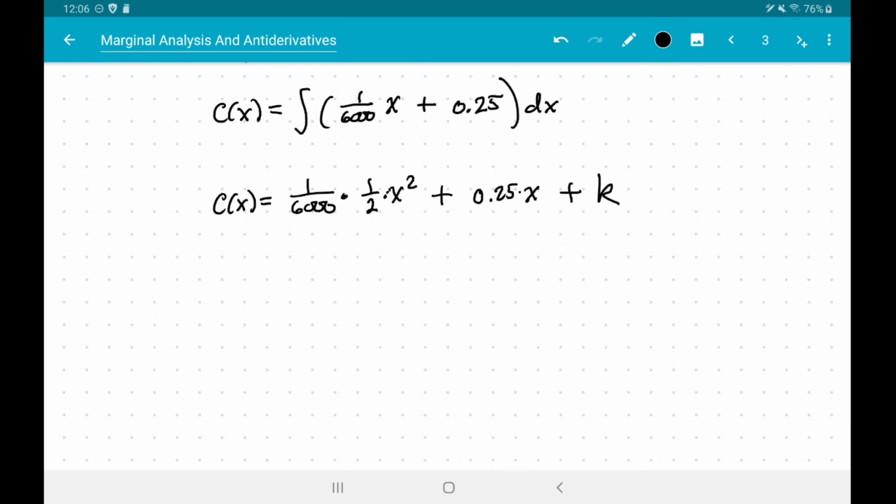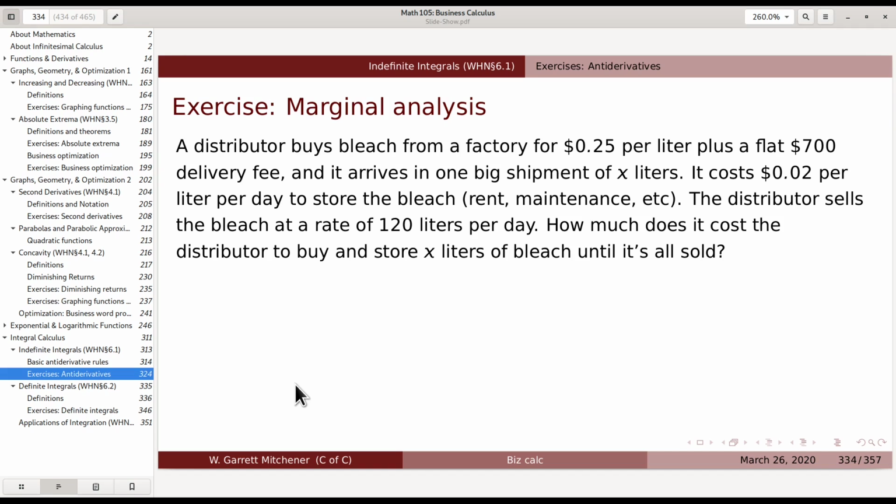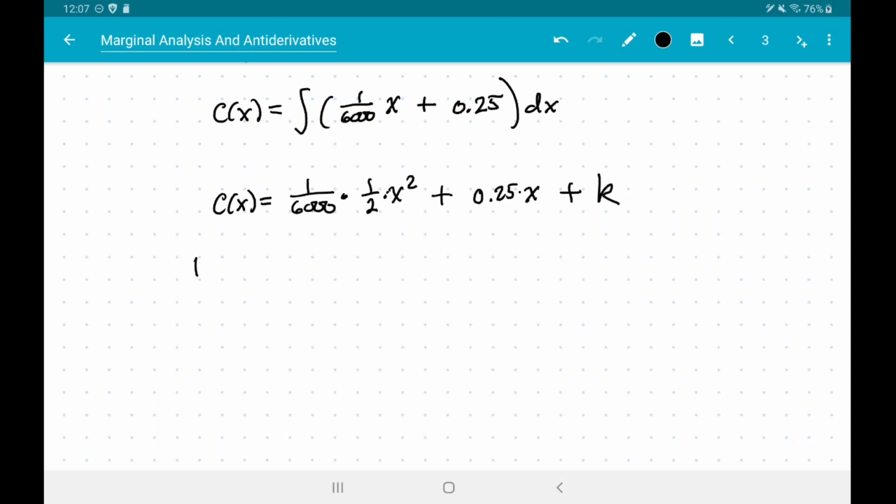Now, looking back at the problem, we need to see if we can find the information necessary to determine what K is. If you look at this problem, there's one piece of information that we haven't used yet, and that is the delivery fee. There is a flat $700 delivery fee. So no matter how many liters of bleach we order, it's going to cost us $700 for the truck to come in. That's a fixed cost, and that's the only fixed cost that we have here. So the delivery fee is a fixed cost.